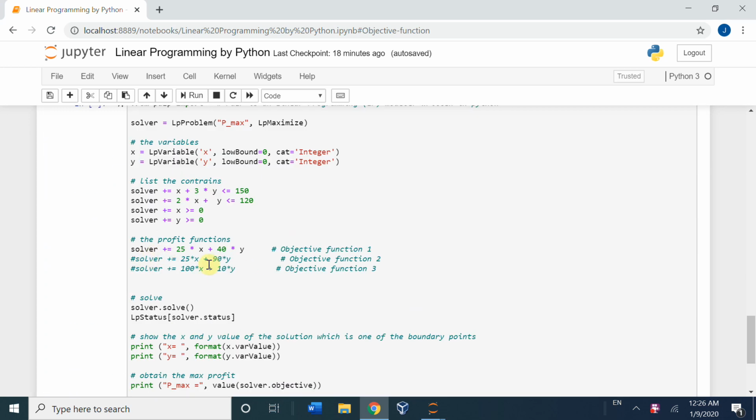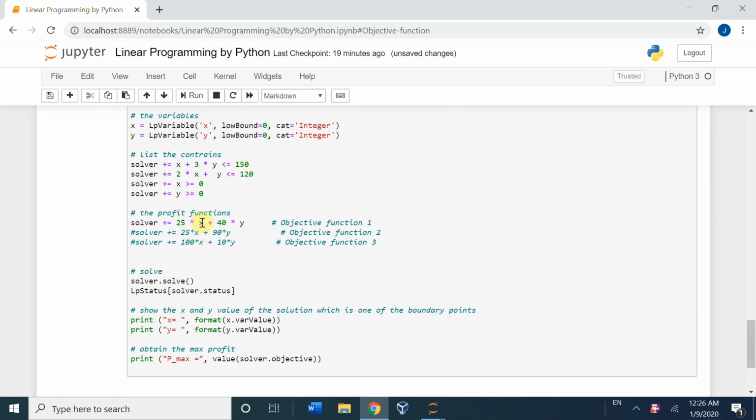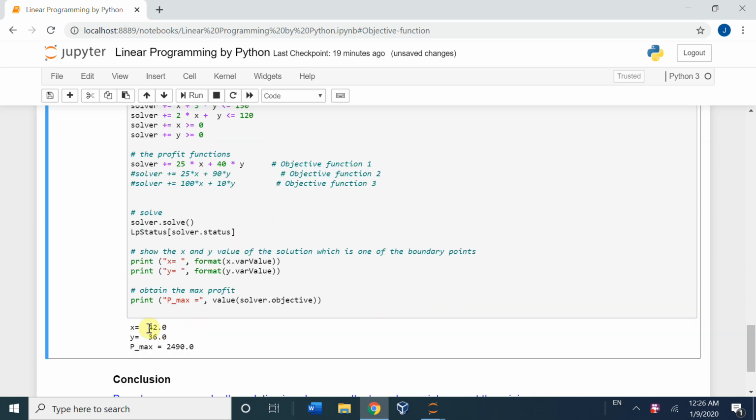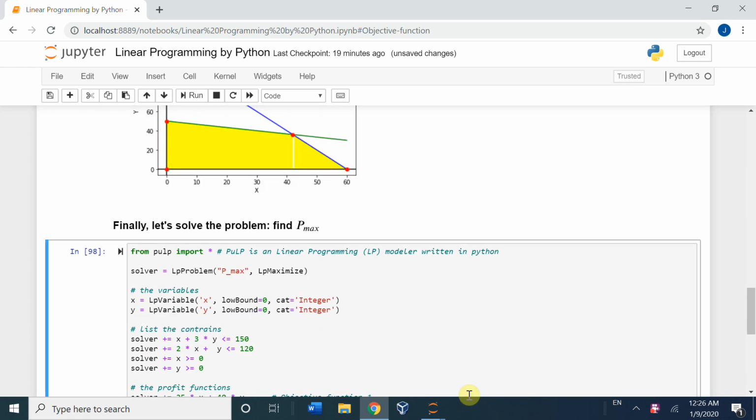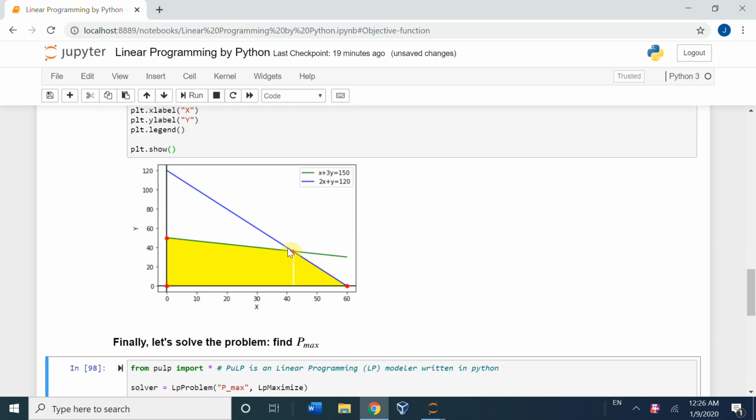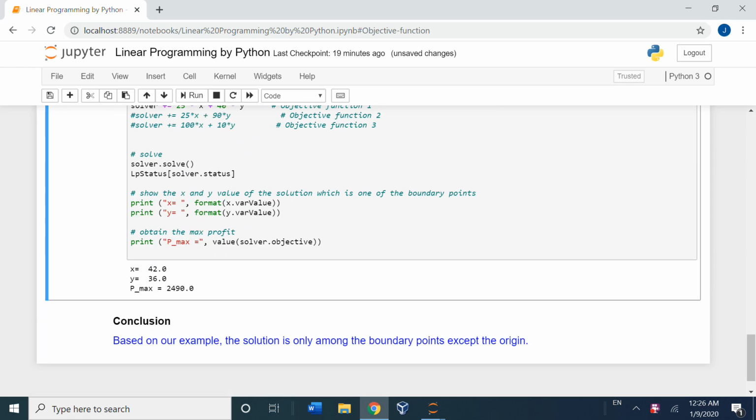Now let's see. First we use 25x plus 40y. So we get the answer, the maximum profit is 2490. So this is the answer. This intersection point, we would get the maximum profit.